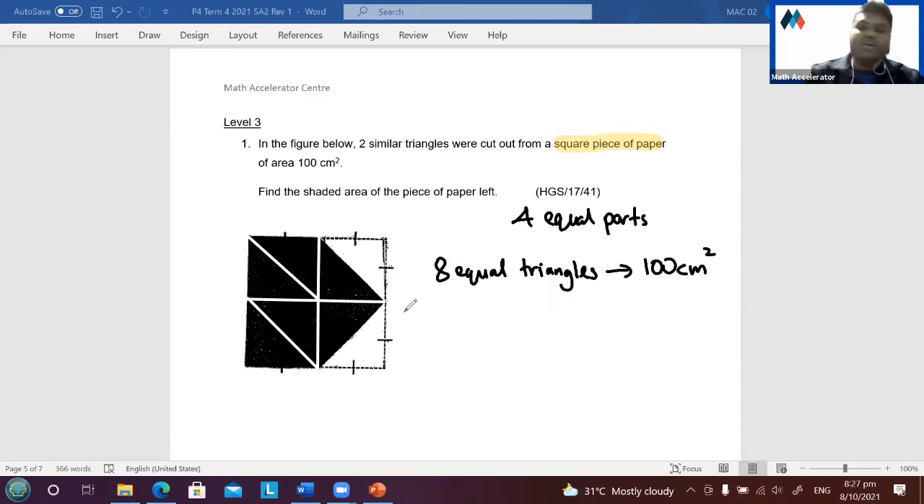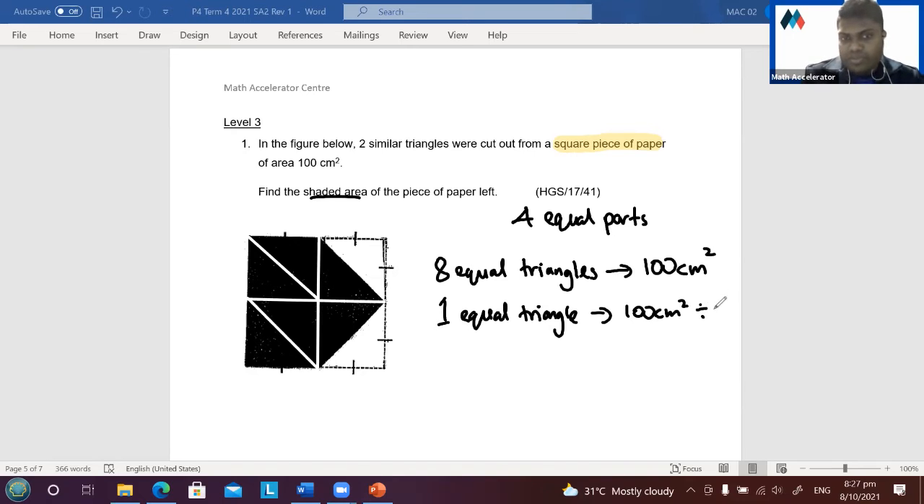Okay, so now it becomes a lot easier. You want to find the area of the shaded part, right? So go and find for 1 equal triangle. What's the area? Take 100 cm squared. We divide by 8.